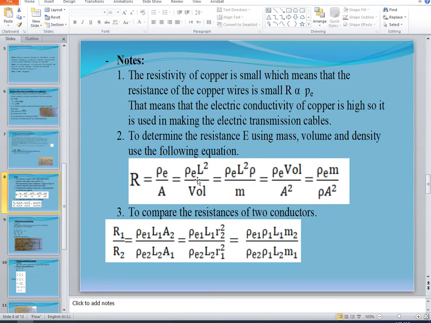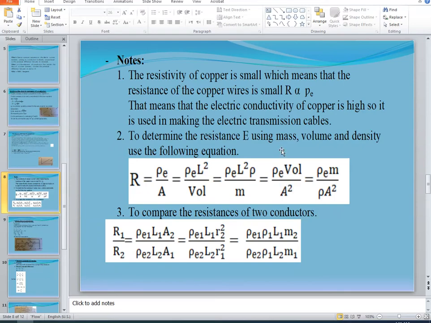But instead of it, we can put volume over A instead of L, because L equals volume over cross-section area. So it will be rho_e times volume over A, and we will find in the denominator another A. So R will be rho_e volume over A squared. This is the second rule here.